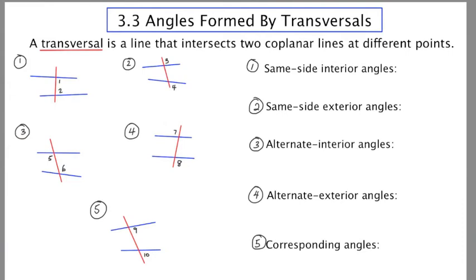And what I'm going to do is I'm going to highlight those two angles with tick marks. So there's a tick mark by 1 and there's a tick mark by 2. And I'm going to do the same thing for these others. Number 2 is same side exterior, so I'm going to put a tick mark there and a tick mark there. And for 3 we've got alternate interior, tick mark there, tick mark there. For 4 we have alternate exterior, which are angle 7 and angle 8. And for number 5 corresponding, I've got 9 and I've got 10.